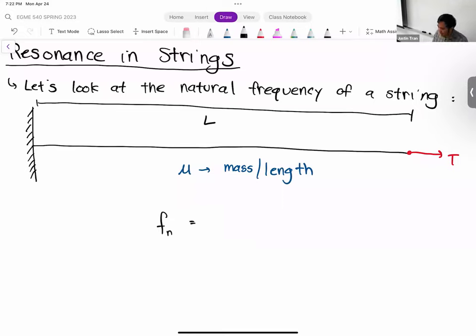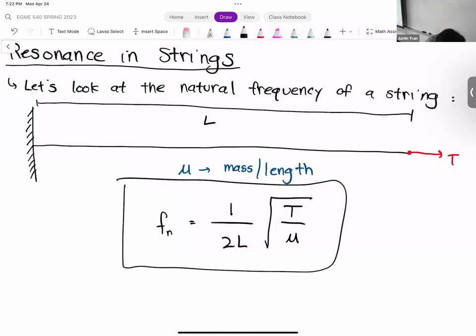I'll go ahead and give that the symbol fn. I'm not going to derive this equation, but it's something you can look up fairly easily on Wikipedia. So the natural frequency of a string in tension is given by 1/2 divided by L, so the length of the string is in the denominator. Then you take the square root of the tension T divided by the density mu. Okay, so this right here is the natural frequency of the string: fn = (1/2L) * sqrt(T/mu).